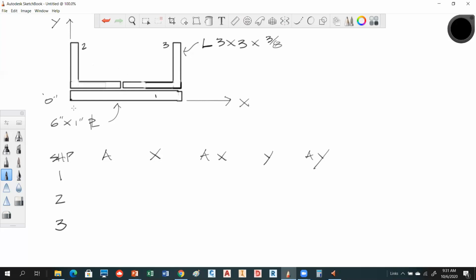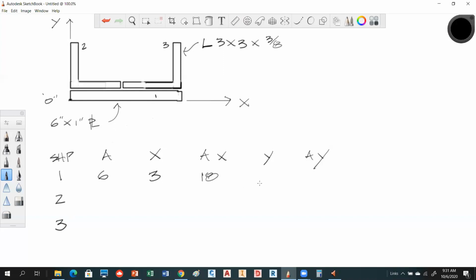Let's attack the plate first. That's simple. This one's 6 inches by 1 inch depth. So what would be the area of that? Six. Pretty simple, right? And the x would be the distance from our origin point over to the center of that plate, which is half of 6. So that's just simply 3, right? So area times x is 18.